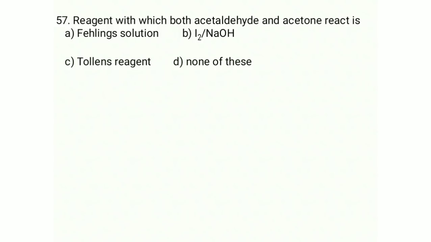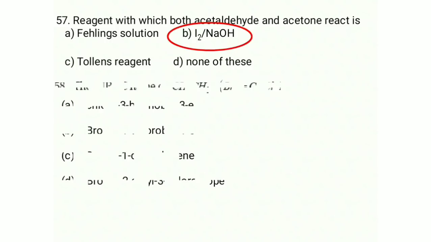Then, the reagent with which both acetaldehyde and acetone react. Fehling's solution does not react with ketone, Tollens reagent does not react with ketone, but I2 in NaOH does. Both acetaldehyde and acetone have the CH3CO group, hence remember the haloform reaction is possible. So the answer for this question is B.